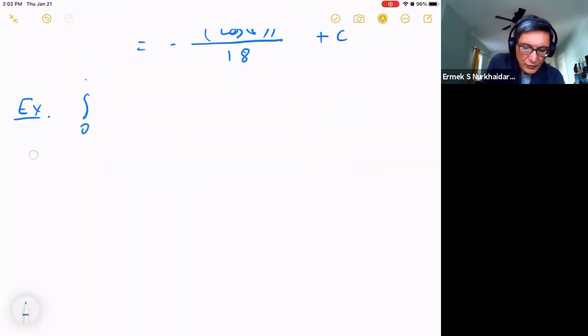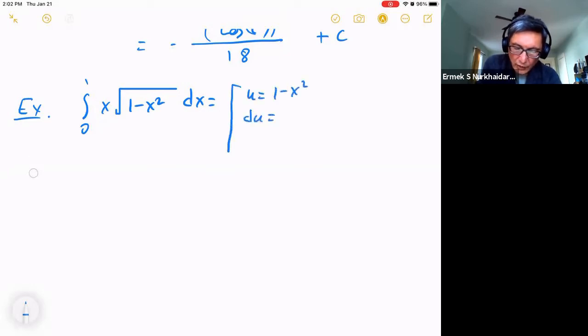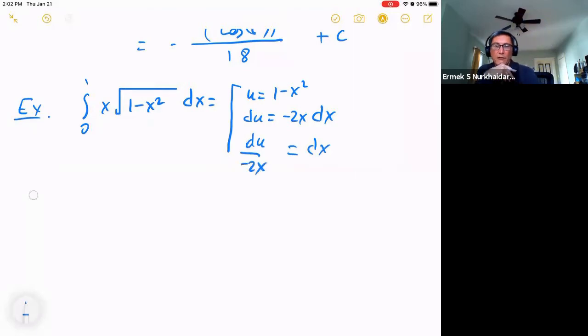So we have the integral from 0 to 1 of x over the square root of 1 minus x squared dx. So certainly we see the substitution which we want to do here. u equals 1 minus x squared. du equals negative 2x dx. So dx equals du over negative 2x. Those are the same three lines which we did already a few times yesterday and a few times today.